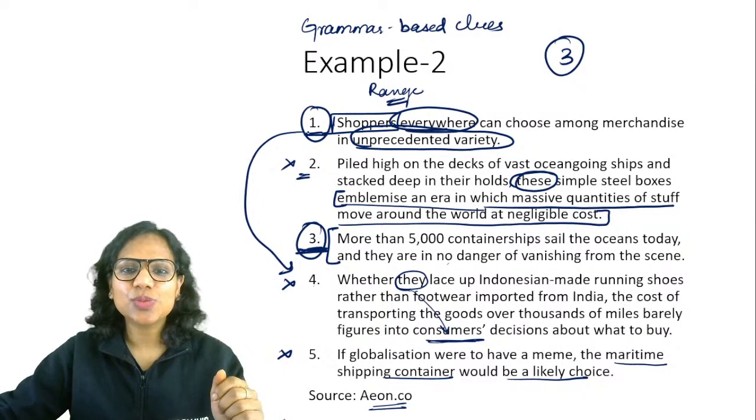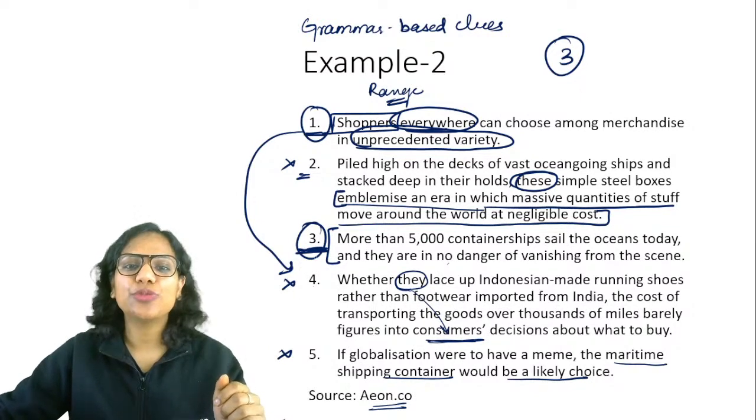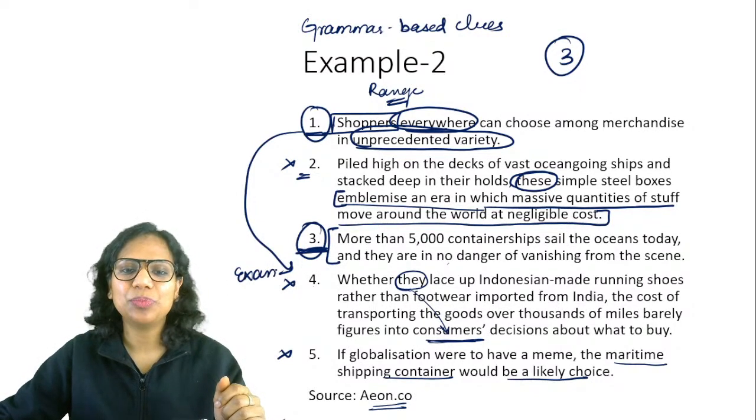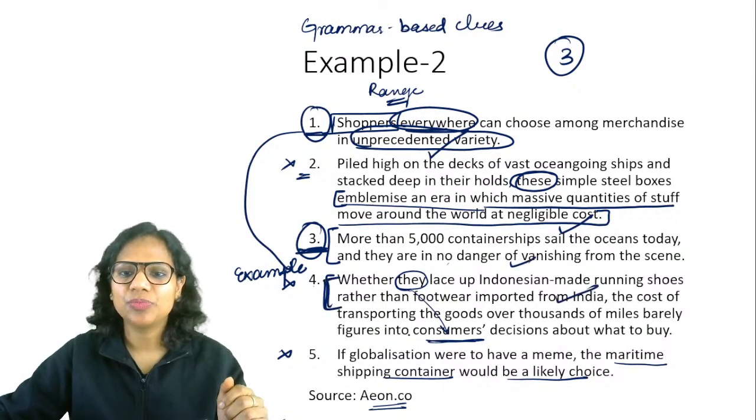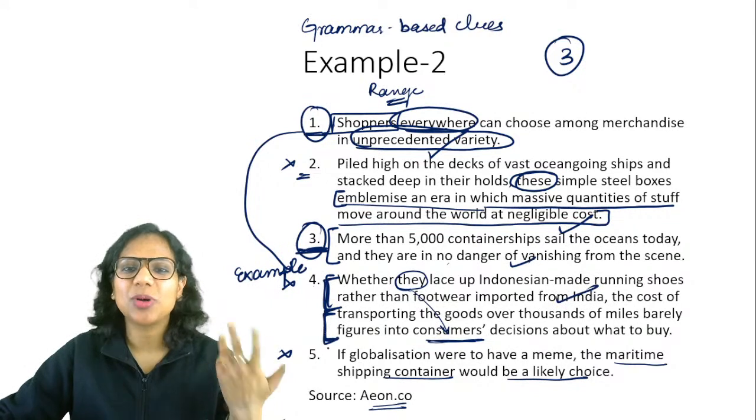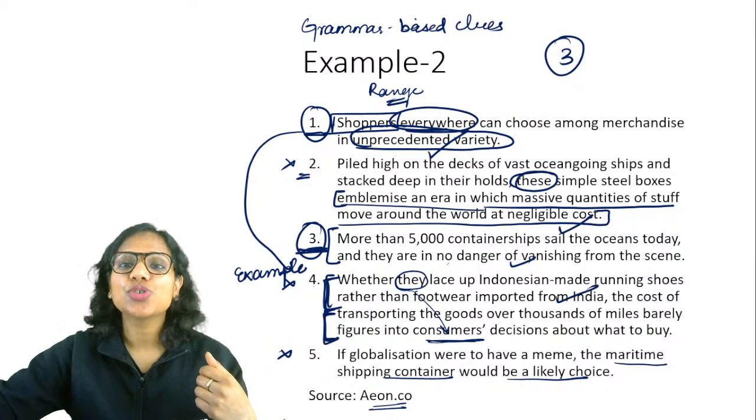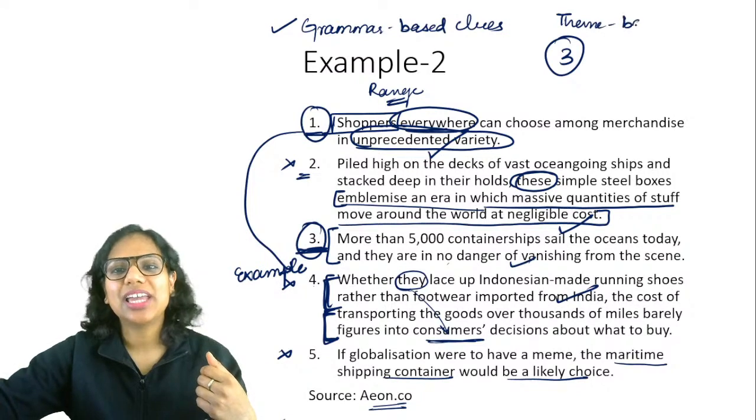And here, this was a theme-based clue. 1 and 4. 4 is serving as an example of what is mentioned in 2 and 1. In 2, we talk about cost. In 1, we talk about variety. So this gives an example of variety, Indonesian, Indian, and this in a way talks about the cost, right? So grammar based clues can help you and theme based clues can also help you.